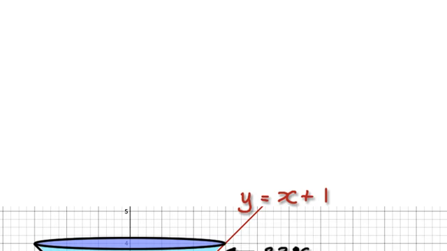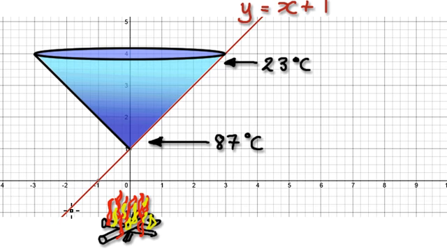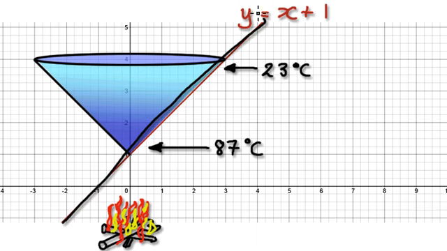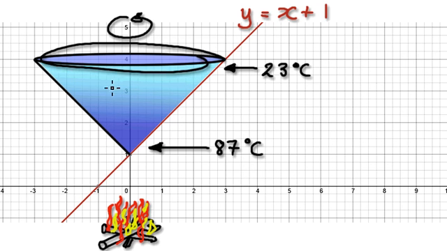Okay, let me give you guys some more practice. So here we've got a straight line, y equals x plus 1. If you revolve this 360 along the y-axis, you're going to trace out a cone.